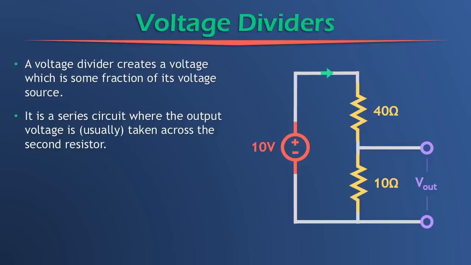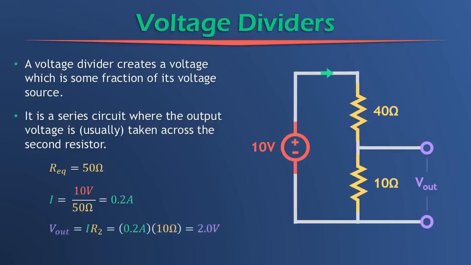So if we want to find V out in this case, we're first going to find the equivalent resistance. That's easy, that's 40 plus 10, so that's 50 ohms. And now we can find the current through these resistors, and that is 0.2 amps. Easy enough. And then to find V out, we can simply multiply the current, which is the same for both resistors because it's a series circuit, by the resistance of R2, which in this case is 10 ohms. So you just do 0.2 times 10 ohms, and that'll give you the voltage across the 10 ohm resistor.